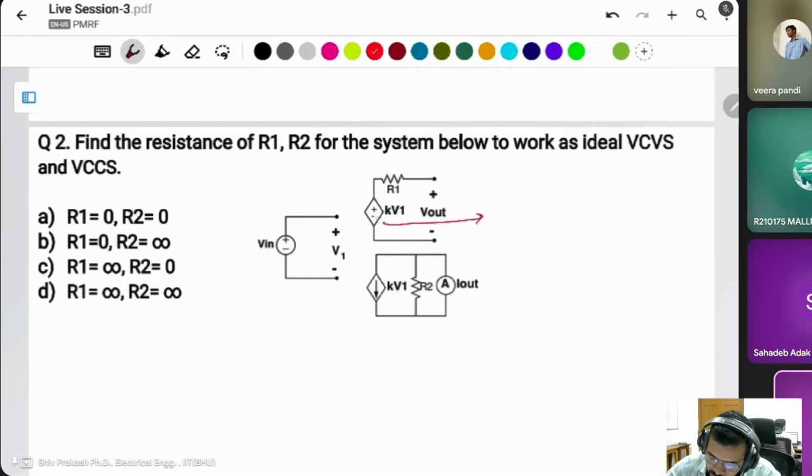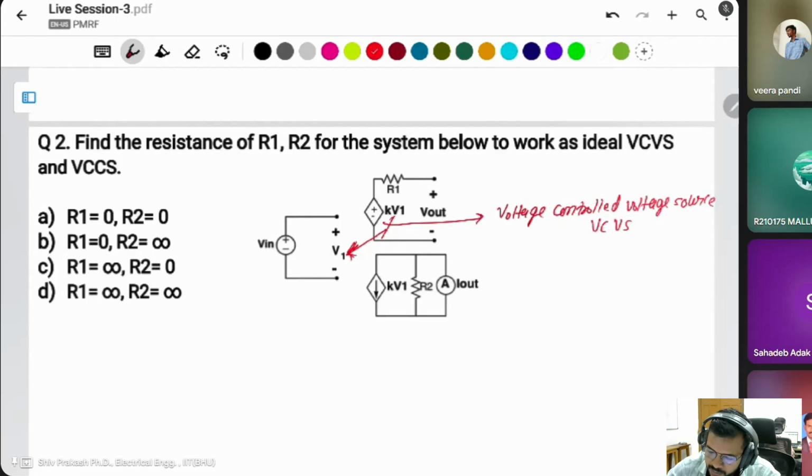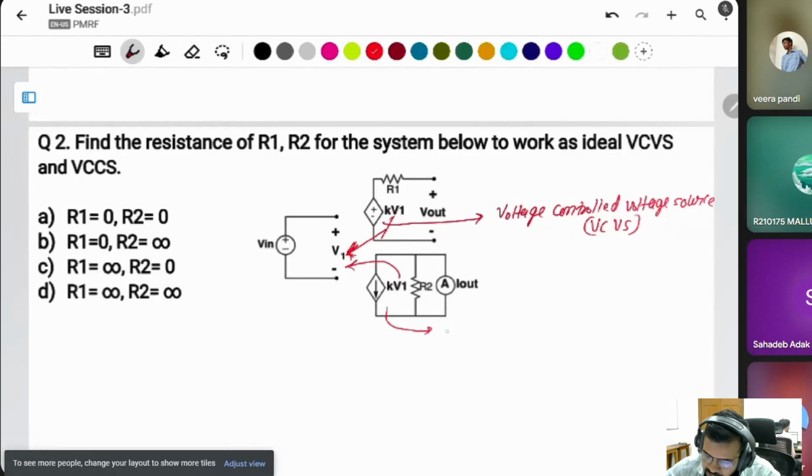This is the voltage source. The plus minus sign is the voltage source. This one is controlled by this V1. V1 is the voltage. It means this is the voltage controlled voltage source. What about this one? This sign is a current source, but same thing, it is controlled by this voltage, and this is known as the voltage controlled current source.